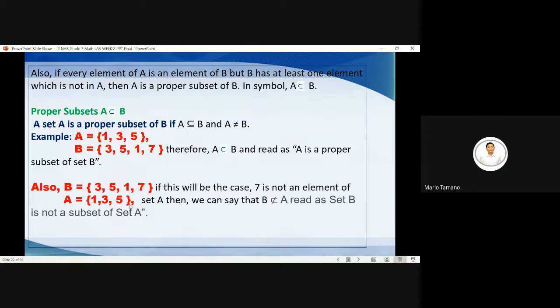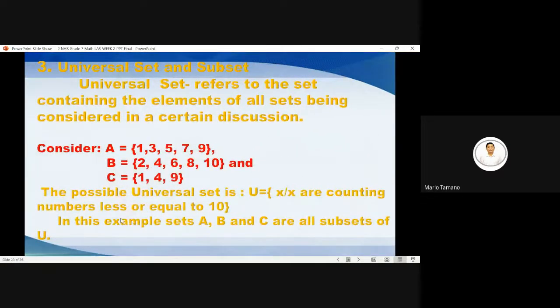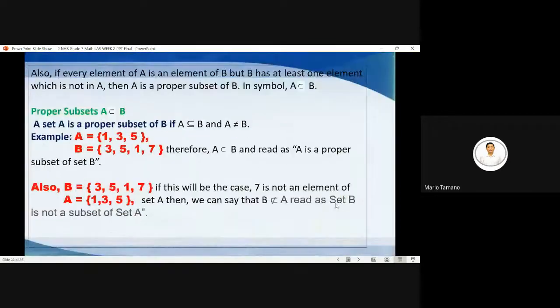In this case, or if this will be the case, 7 is not an element of set A. If this will be the case, 7 is not an element of set A, then we can say that B is not a proper subset of A. So read as, set B is not a proper subset. I will include the proper subset here. Okay? There is a typographical error. So, set B is not a proper subset of set A. So, proper should be inserted between A and subset.